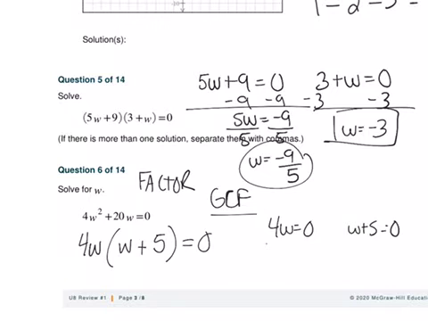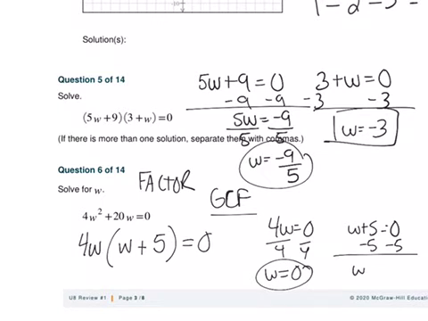So in order to solve the first one, I'm just going to divide by 4. So easily enough, W equals 0 is one of our answers. And in the second one, I'm just going to minus 5 from both sides, and W equals -5 is another one of our answers.